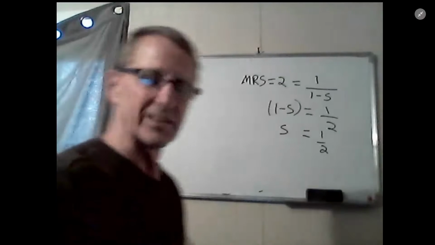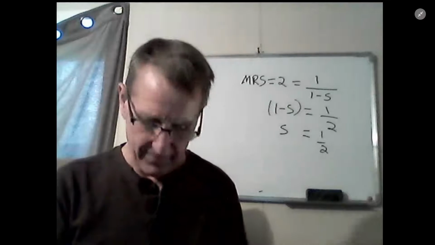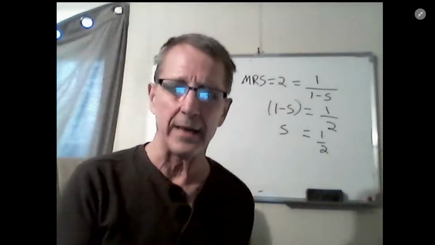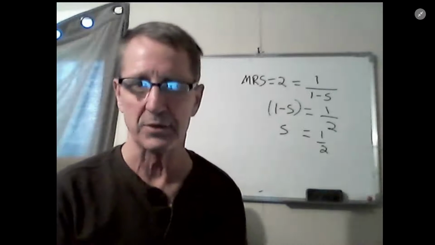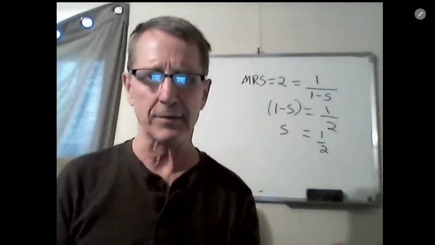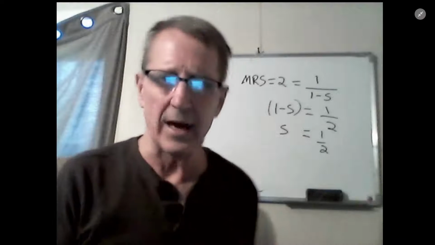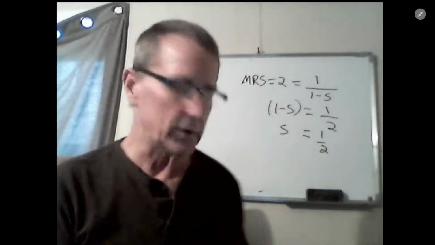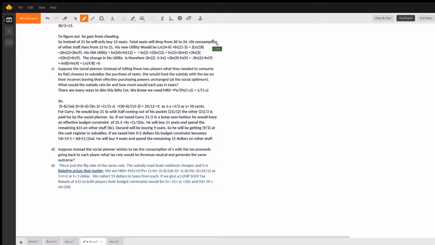So if a seat costs $1, we need to have Curry and Durand both paying 50 cents of it out of pocket and the other 50 cents coming from the subsidy. That makes seats half as expensive, or the opportunity cost of buying a seat 2 units of consumption. Okay, so let's go back to our calculations here. Full board.